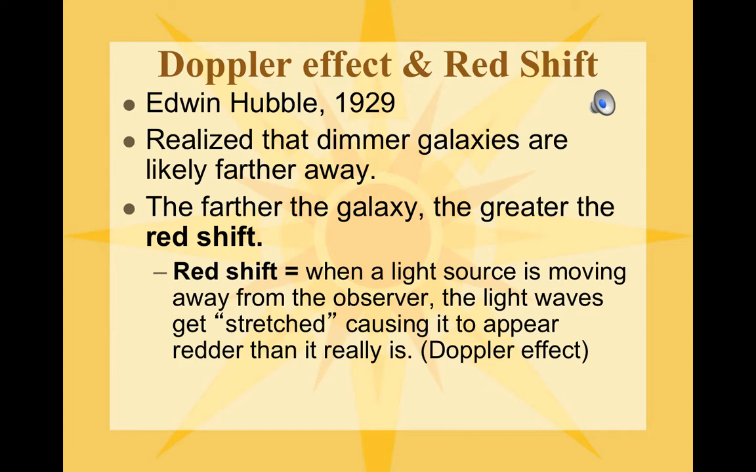All right, so Doppler effect and redshift is one of the ways we know about our universe, and we'll be playing with this in lab this week. First proposed by Edwin Hubble in 1929, he realized that dimmer galaxies are likely farther away, and he observed that those dimmer galaxies have a redshift. Their color appeared redder, and this is because when a light source is moving away from the observer, the light waves get stretched out, so it appears redder than it is.